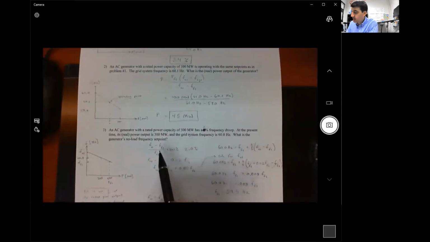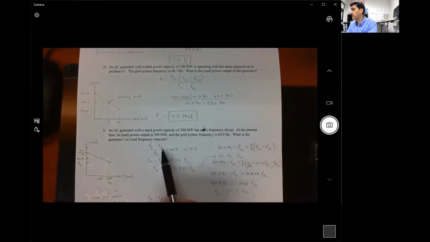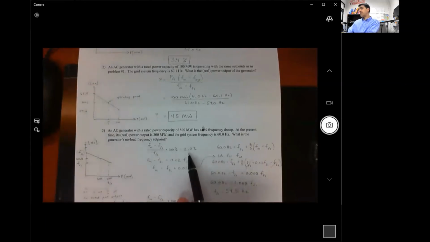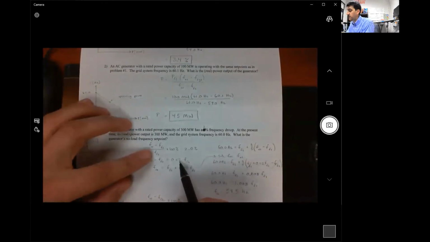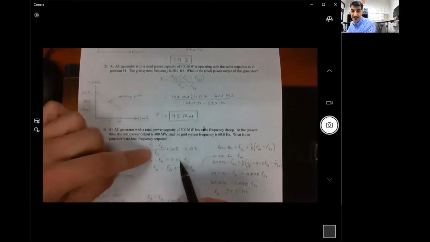And I'm going to write that down: the no load frequency minus the full load frequency divided by the full load frequency times 100%. That's from the droop equation, equals 2%, because we know the frequency droop is 2% in this equation. So I'm going to divide both sides by 100%, and multiply both sides times the full load frequency. When I take 2% divided by 100%, I get 0.02. And I'm going to multiply both sides times the full load frequency, like I said.